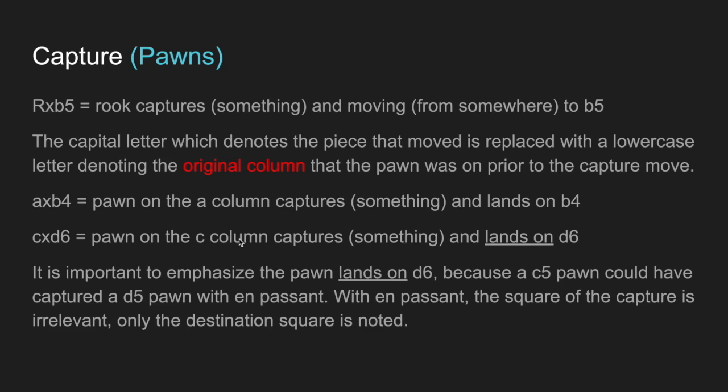And the reason I emphasize that the pawn lands on d6 is because it accounts for en passant. A c5 pawn could have captured a d5 pawn with en passant. And with en passant, the square that the capture happened on is irrelevant, and we only note the destination square of the pawn after the capture.